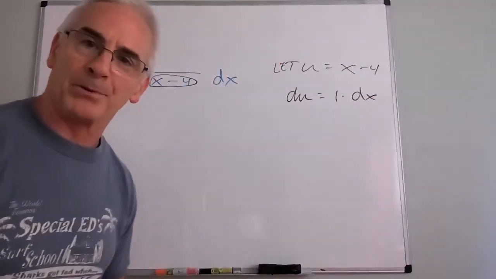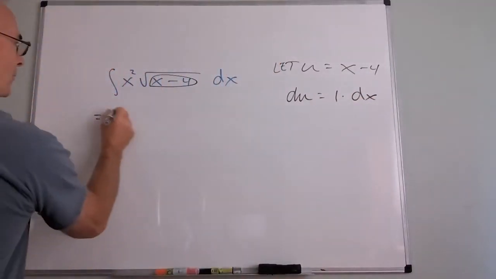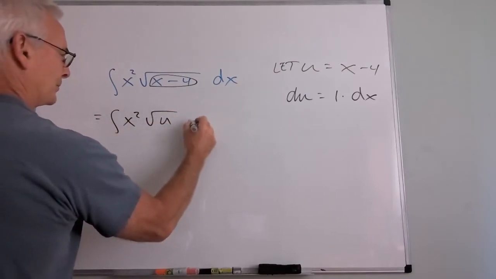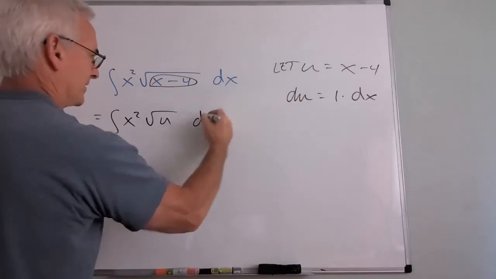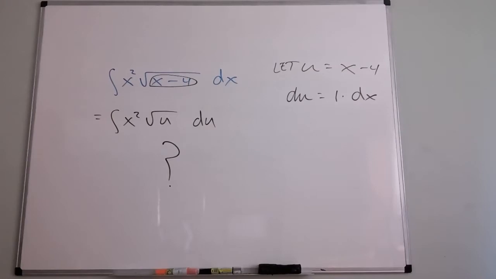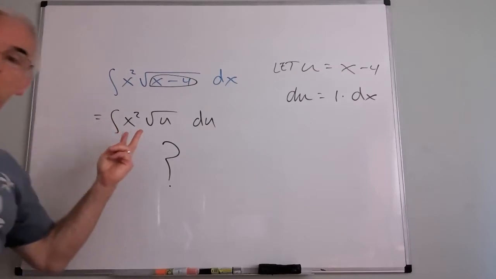But here's where the problem lies. So now do I write this as x squared square root of u d, I don't even know, big question mark. What do you think about that statement right there? Are you happy with it? No, there's two variables in it. Yeah, it's an absolute impossibility.